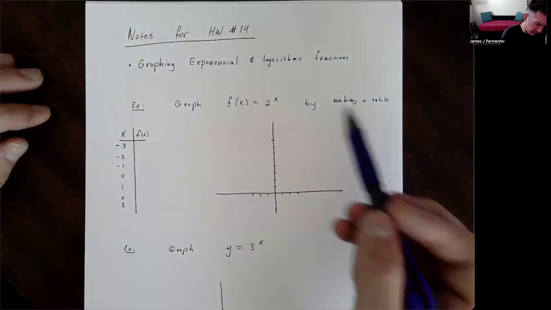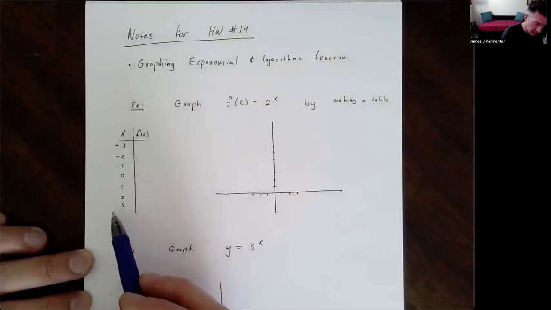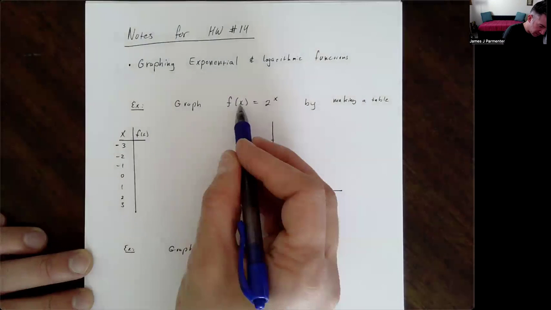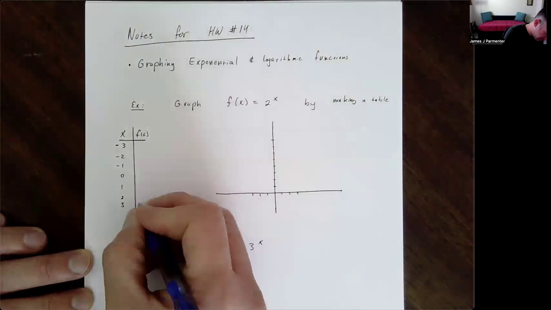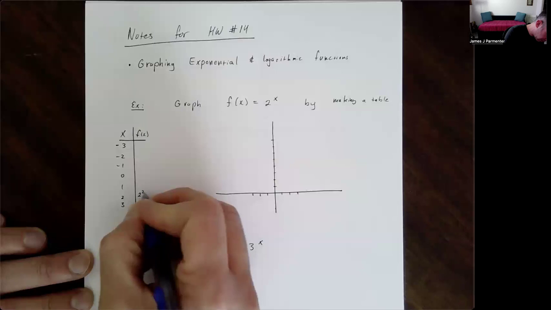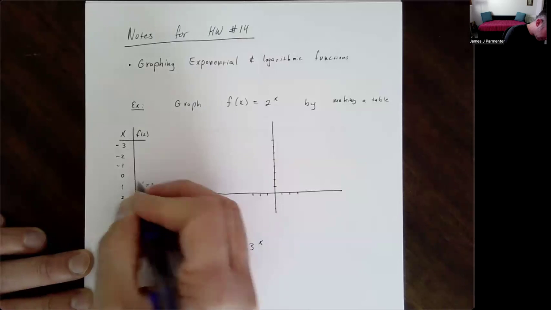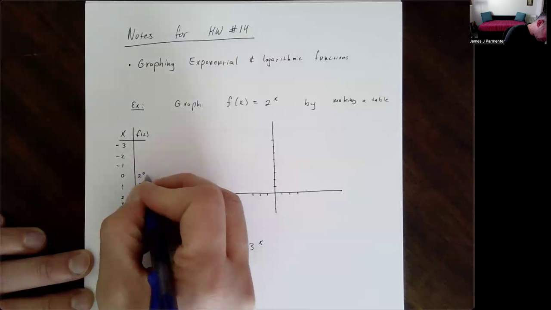And we're going to make a table of values. So we're going to plug in some x values. Let's actually start with x equal to 3. So I plug in 3 for x, I'm going to get 2 to the third, which is equal to 8. If I plug in 2, I'm going to get 2 squared, which is 4. If I plug in 1, I'm going to get 2 to the first, which is 2. Plug in 0, I'm going to get 2 to the 0, which is 1.